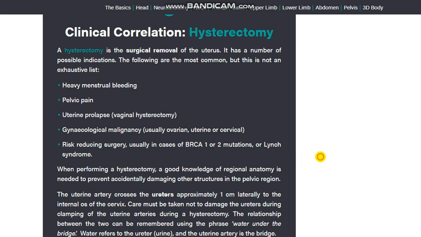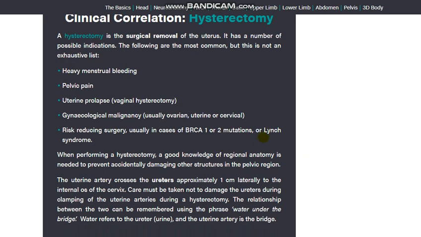Now, what are the measures for how to do a hysterectomy? The surgeon should have a very clear concept of the anatomical region of the hysterectomy, because when a surgeon does a hysterectomy, there are complicated structures in the pelvic region. If he does not know the correct anatomy, it can cause damage to other structures. So to prevent other structures from being damaged, the surgeon should have good knowledge of the regional anatomy.